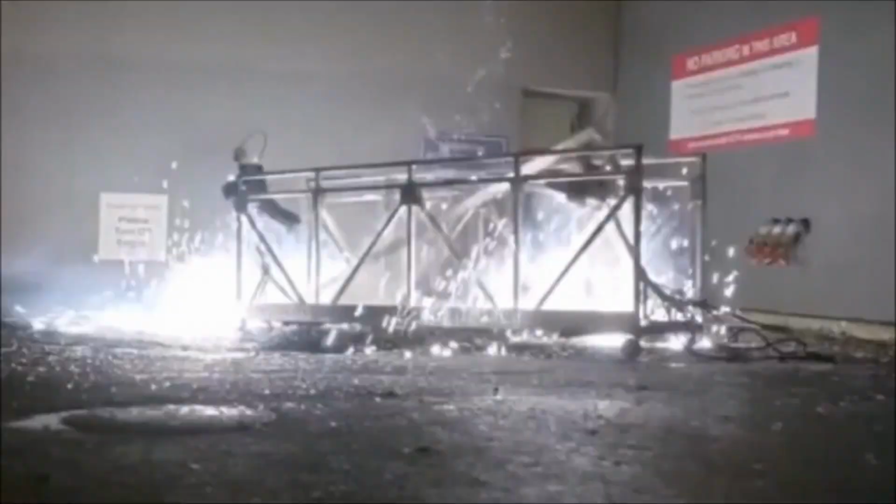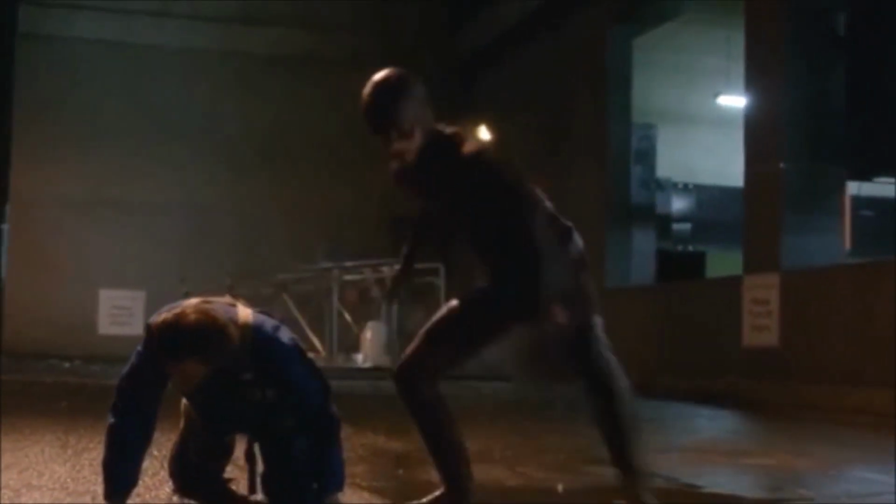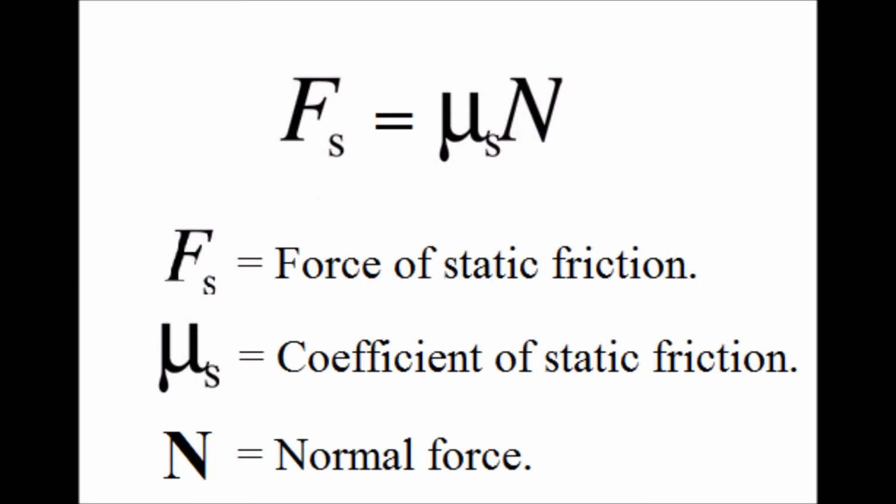In order for the Flash to run up the building and save the man, he would need to travel upward. As the man falls, the Flash would need to accelerate upwards much faster than the gravitational acceleration downwards. But nothing is pushing the Flash against the wall, so in order to have a frictional force, we would need a normal force. This can be modeled by the equation F_f equals mu_s F_n, where mu_s is the coefficient of static friction and F_n is the normal force.